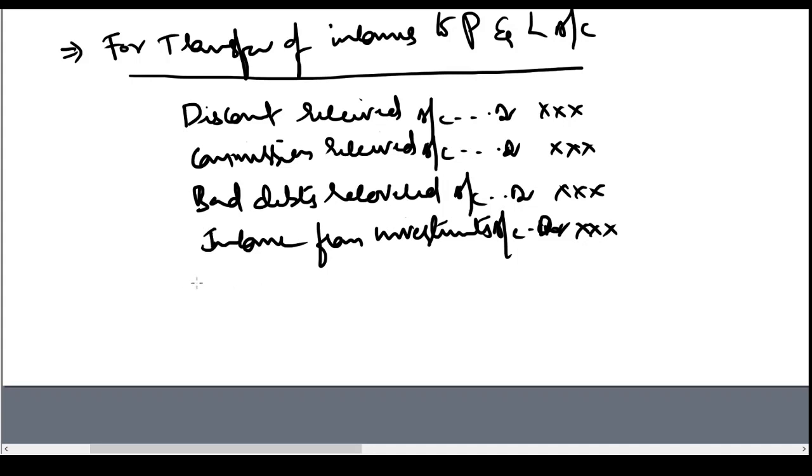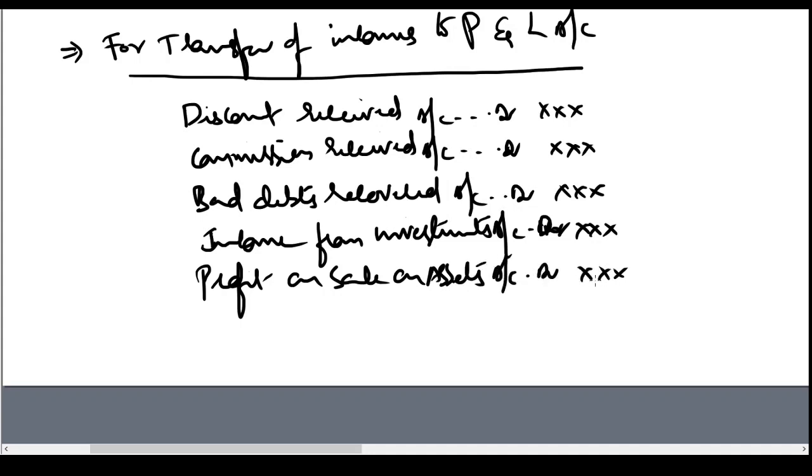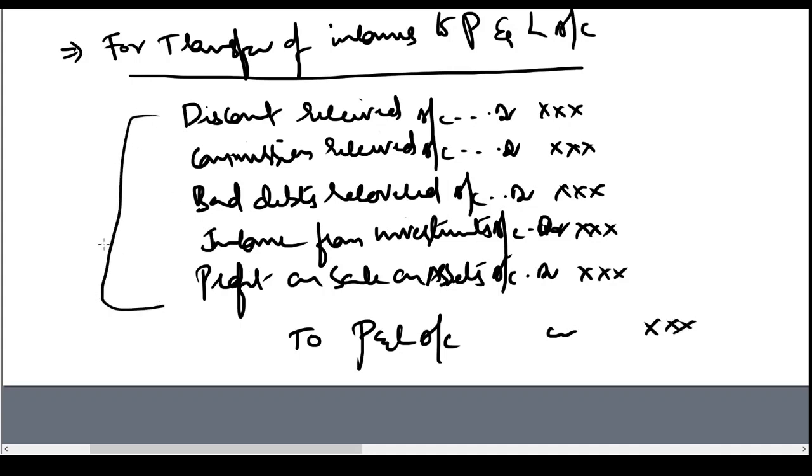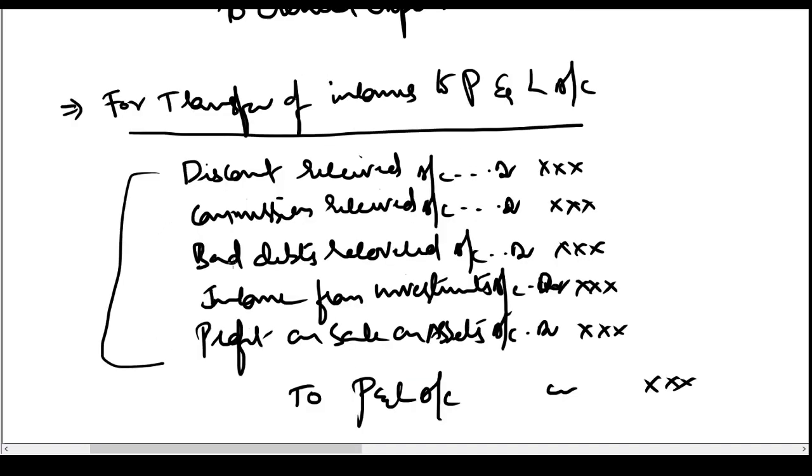Profit on sale of assets. If we have sold any asset, the profit on sale of asset would be showing a credit balance. So that account also has to be closed, and by debiting that account, we close that account. So these incomes are transferred to the profit and loss account credit side. So with this, these income accounts show a credit balance. They are debited and the account is closed, and the balances are transferred to the P&L account.